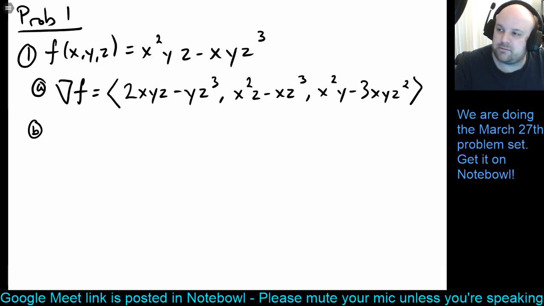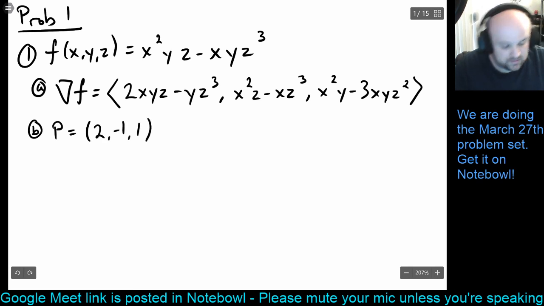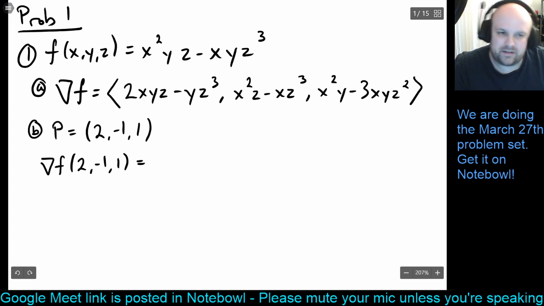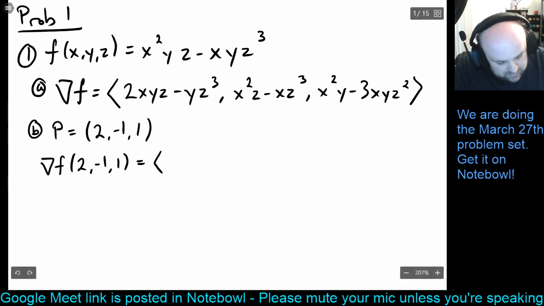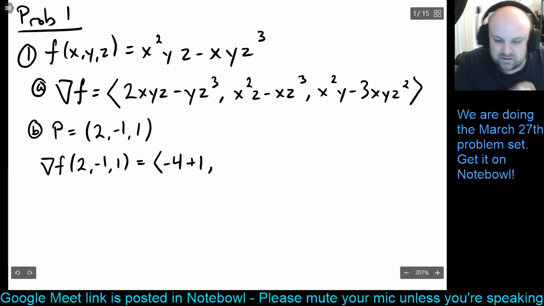Part B is we want to evaluate this gradient at the point p equals (2, -1, 1). So we're asking, what is gradient f of (2, -1, 1)? No big mystery here. Just plug in these numbers for x, y, and z. When we plug that in, we're going to get negative 4 plus 1. Sorry, one second.